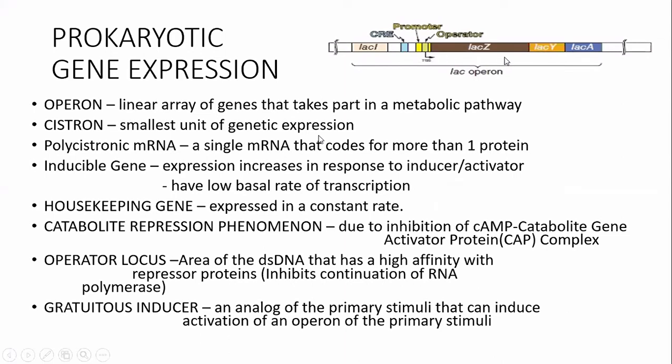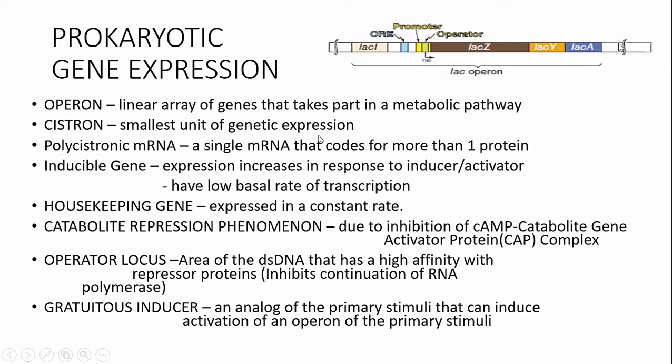Now, definition of terms na naman. Ito yung mahirap. Kailangan marami kang i-memorize na mga kung sino-sino. Si operon, this one, it is a linear array of genes. Okay, it's not a gene but a group of genes, si operon, that takes part in a specific metabolic pathway. Okay, like your lactose metabolism, ito, example to nila, your lactose metabolism is a metabolic pathway. So this is the operon for lactose metabolism. Okay?